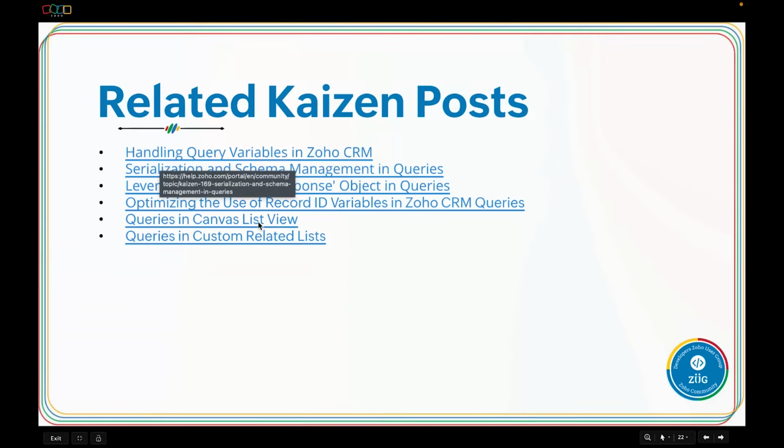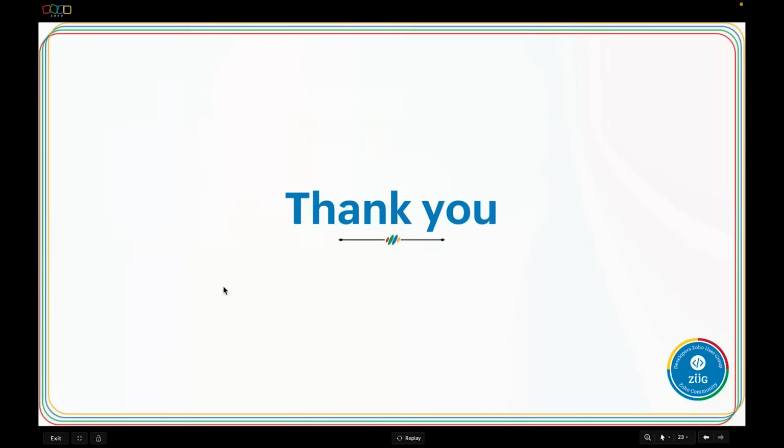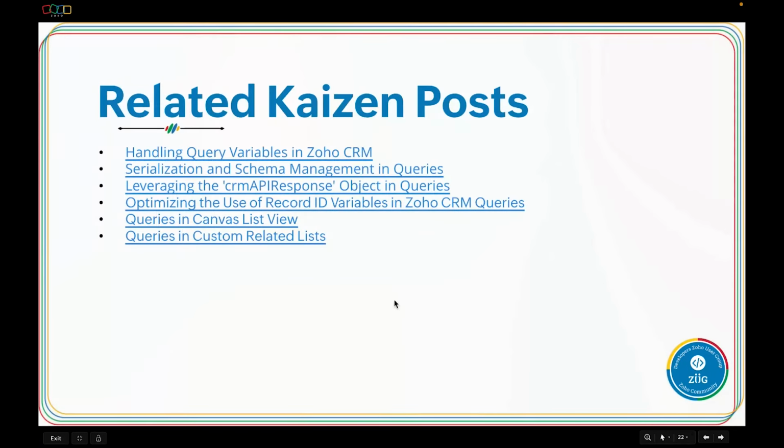So we have a post on handling query variables in Zoho CRM, how you can handle serialization and schema management in queries, how you can leverage the CRM API response object in queries, how you can use the optimize of record ID variables, how you can associate a query in a canvas list view, also in custom related lists.